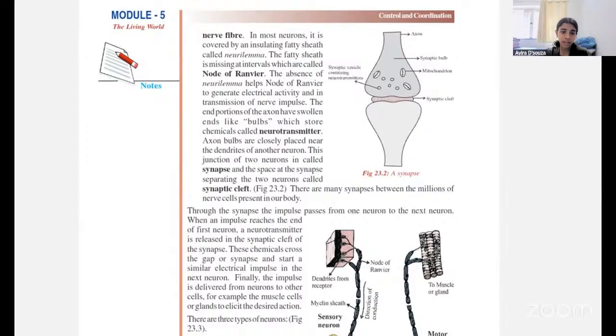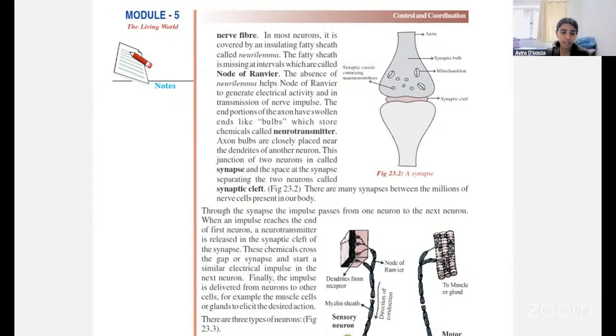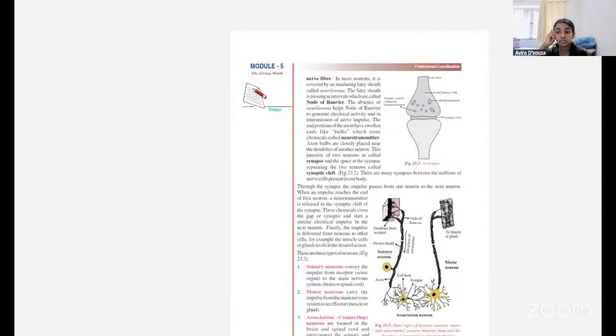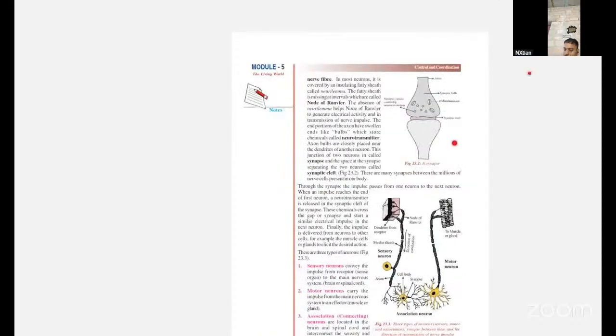Axon bulbs are closely placed near the dendrites of another neuron. This junction of two neurons is called synapse, and the space of the synapse separating the two neurons is called synaptic cleft. There are many synapses between the millions of nerve cells present in our body. Okay, so we will now learn each term one by one.